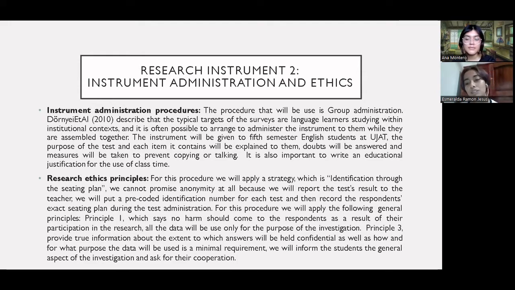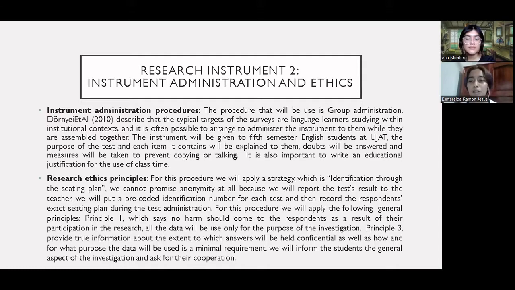It is also important to write an educational justification for the use of class time. The research ethics principles will be applied with the strategy of identification through the seating plan. We cannot promise anonymity at all because we will report the test results to the teacher, but we will put a pre-coded identification number on each test and then record the respondents' exact seating during the test administration.